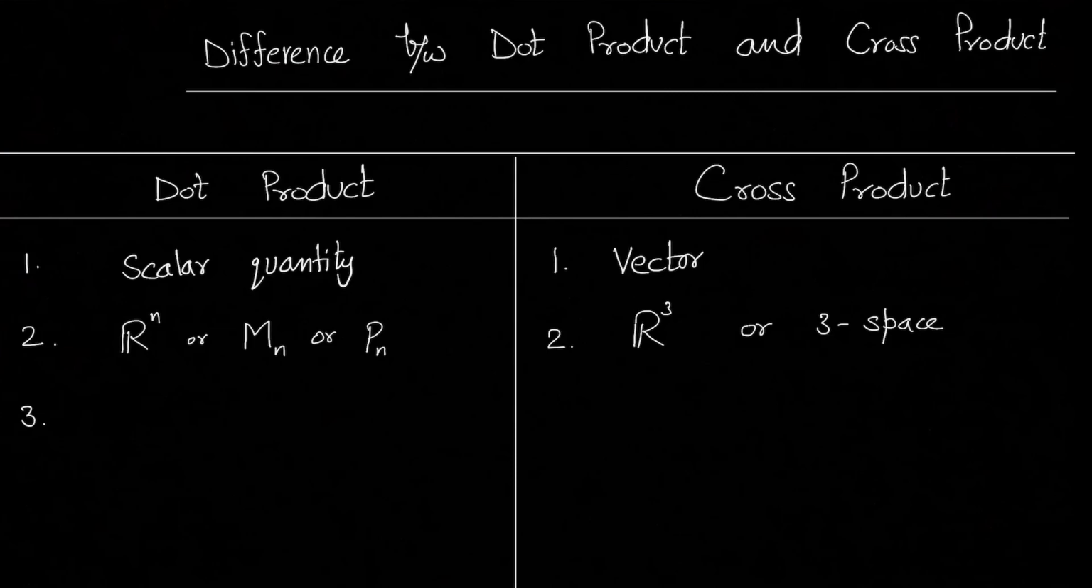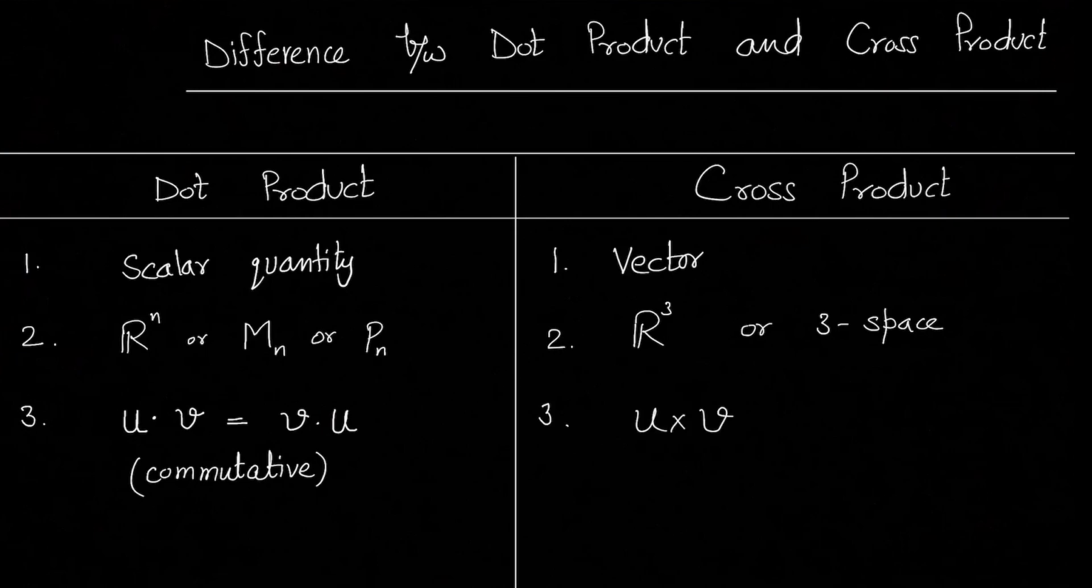The third difference between a dot product and a cross product is that the dot product is commutative. That means if you take any two vectors u and v, u dot v comes out to be the same as v dot u. But cross product is not commutative. If you find the cross product u cross v, it will not be the same as v cross u.